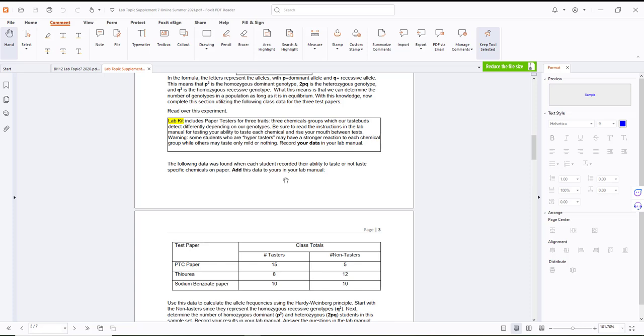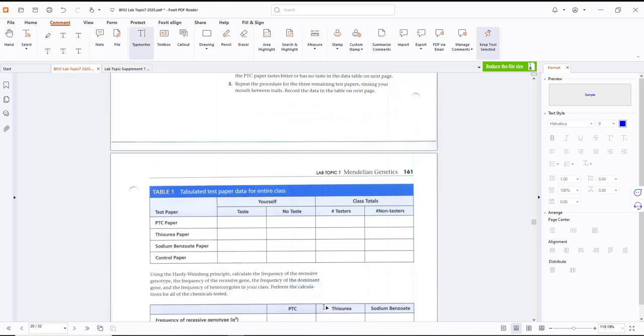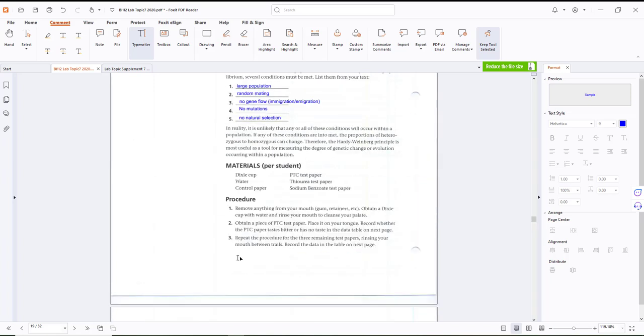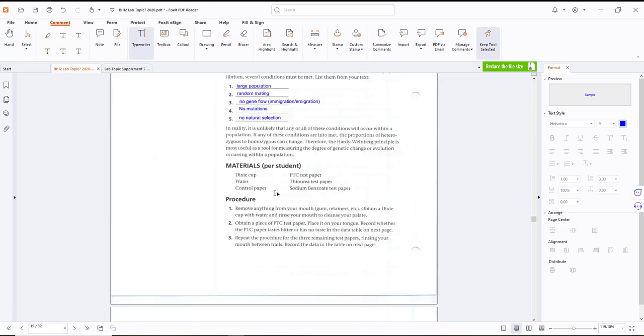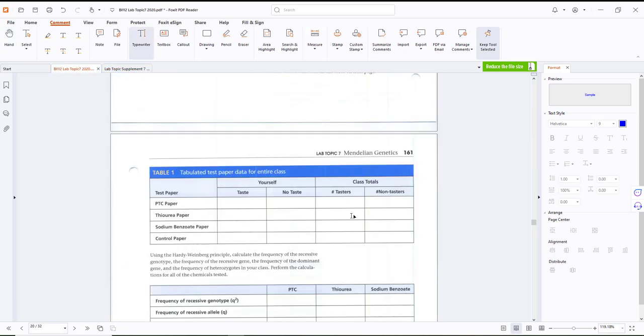If you are a taster, you will know, and you can just put a check if you're a taster or not. The control paper is just a piece of paper, so you can taste what paper tastes like and you'll know if you're a taster or not. Since you won't be able to know what other people tasted, we gave you some data that you can write down in the data table there, okay?